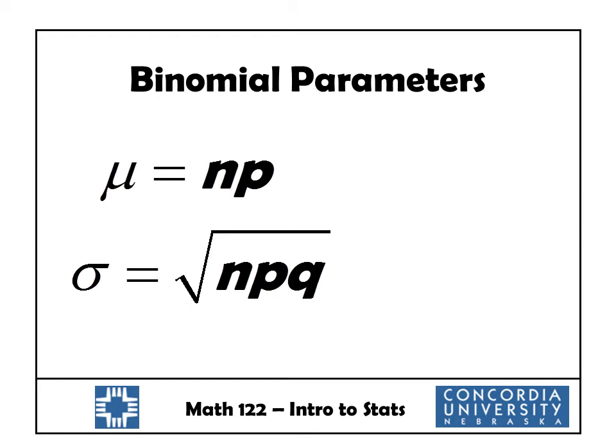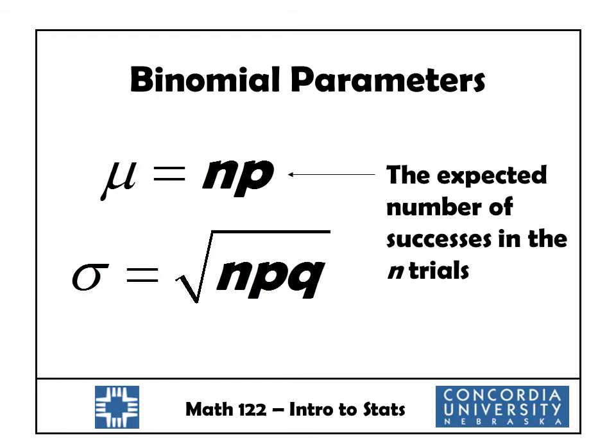And we also mentioned in the last section that the mean mu is also called the expected value E. In binomial distribution, the expected value has a very specific meaning. The mu, or expected value, is the expected number of successes in the n trials.